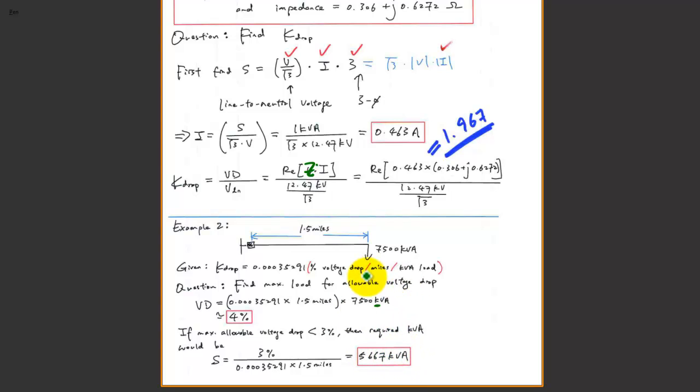So just another way to look at the problem, with respect to what kind of information is given to you, or how you do the calculation the other way around. So that's the K-drop factor example.